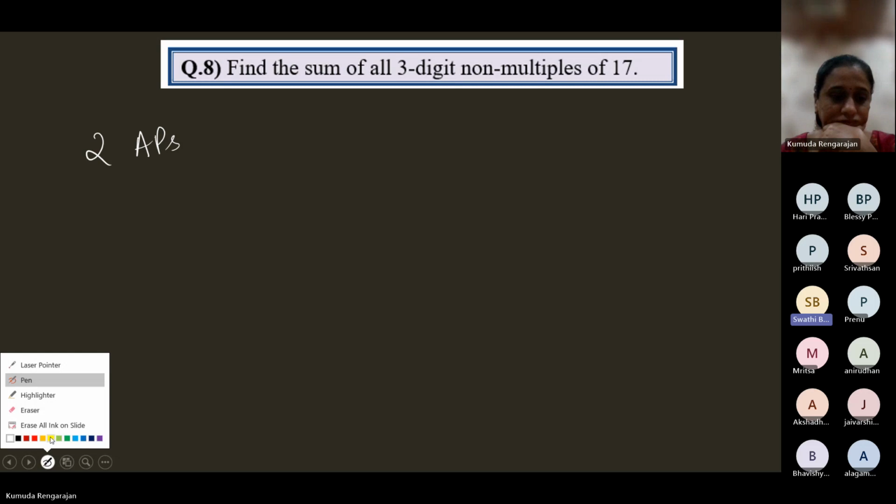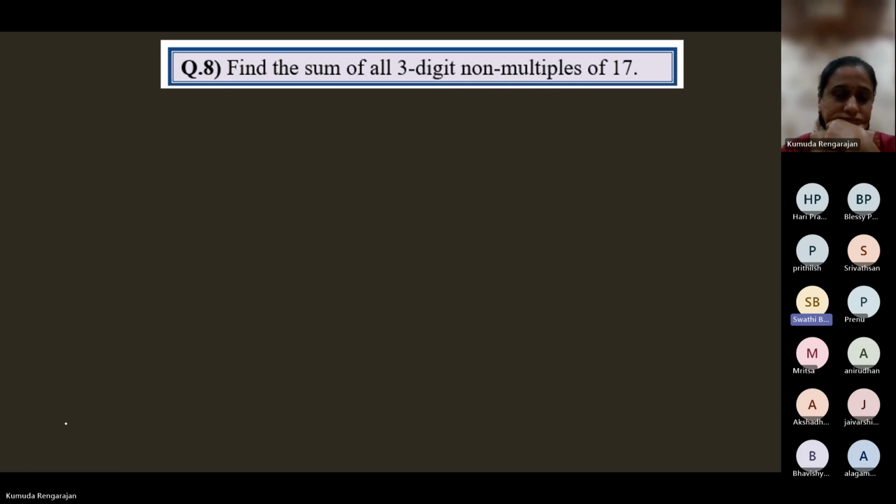1, 2, 3, 4 till 999 and 17, 34, 51 till 986. Did you say, Swati, 1, 2, 3, 4 till 999? Yes, ma'am. Okay, but you can just rethink and tell me. Find the sum of all 3-digit non-multiples of 17. So the AP does not hold good here, not this one.